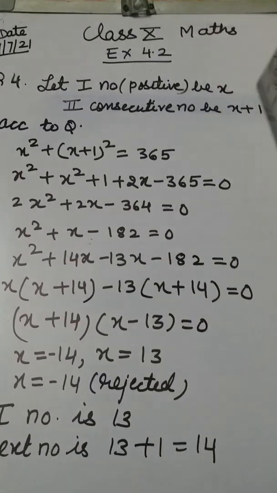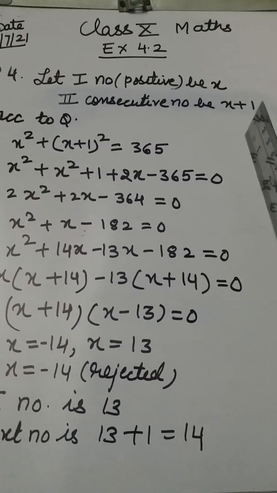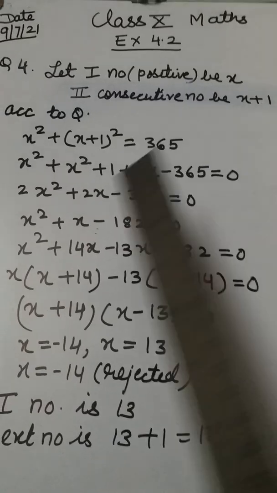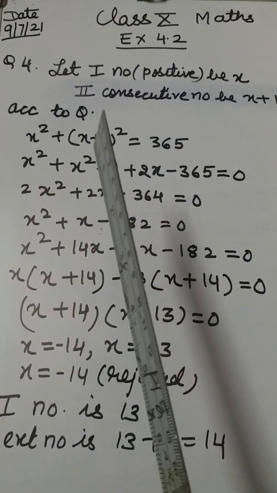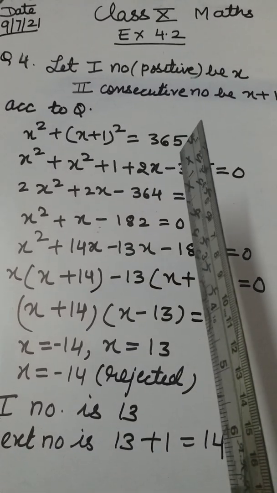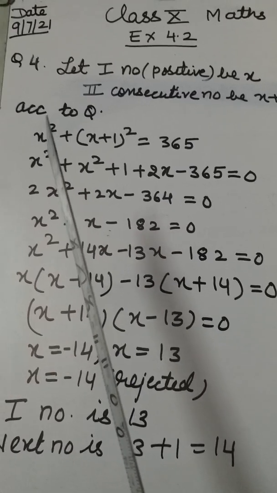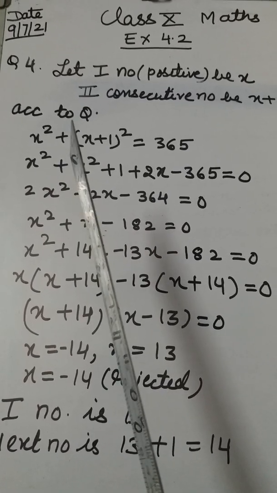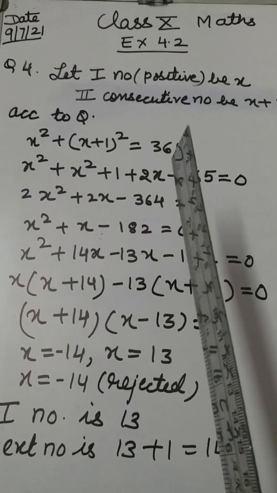Now let the first consecutive positive integer be x and the second one will be x plus 1. As given in the question, the sum of the squares of these consecutive positive integers is 365. First we will write down the equation. Here the equation will be x square plus (x plus 1) whole square equal to 365.